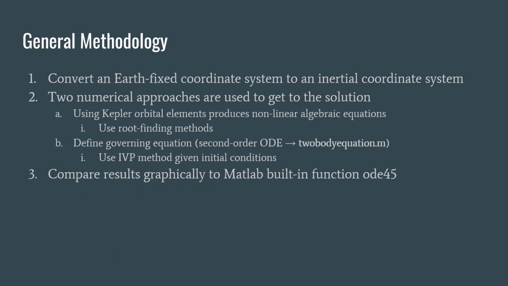We first want to convert an Earth fixed coordinate system to an inertial coordinate system. We do this through a series of geometric transformations detailed in the coming slides. Then we want to use two different independent numerical approaches to reach the final solution. First, by manipulating Kepler's equation, we can get it into a nonlinear form where we can apply root finding methods to determine the solution. Second, by defining a governing equation for the orbit through a second-order differential equation and solving that with an IVP method.